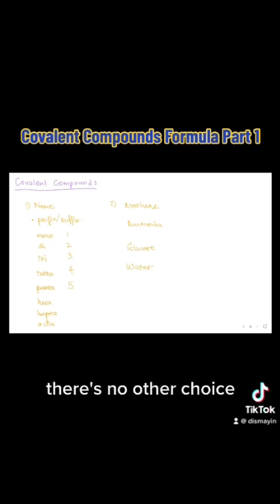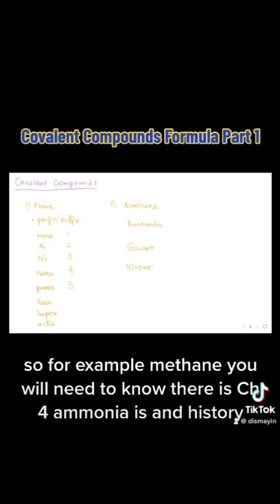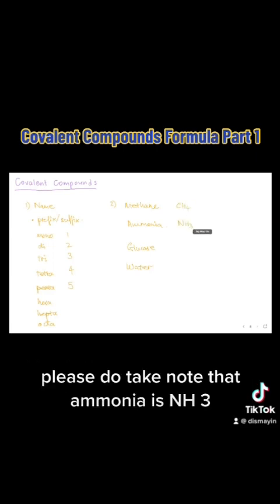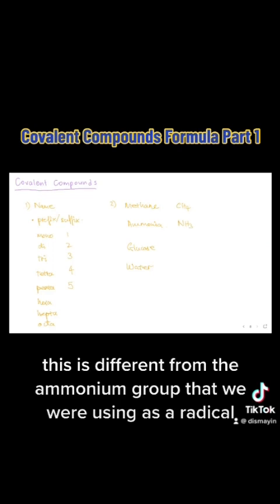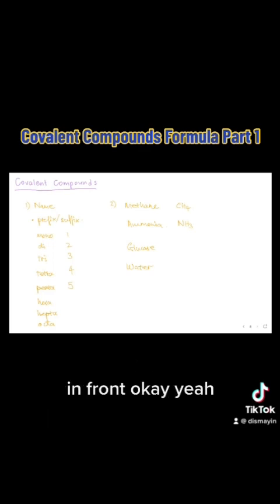There's no other choice. For example, methane, you will need to know that it's CH4. Ammonia is NH3. Please do take note that ammonia is NH3. It carries no charge. This is different from the ammonium group that we were using as a radical in front. Glucose is C6H12O6.